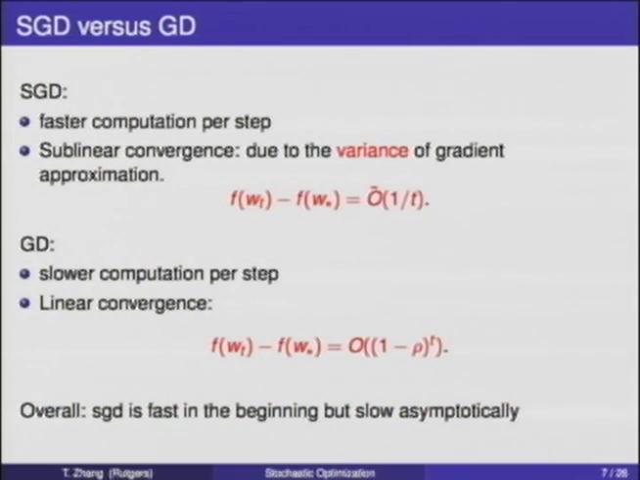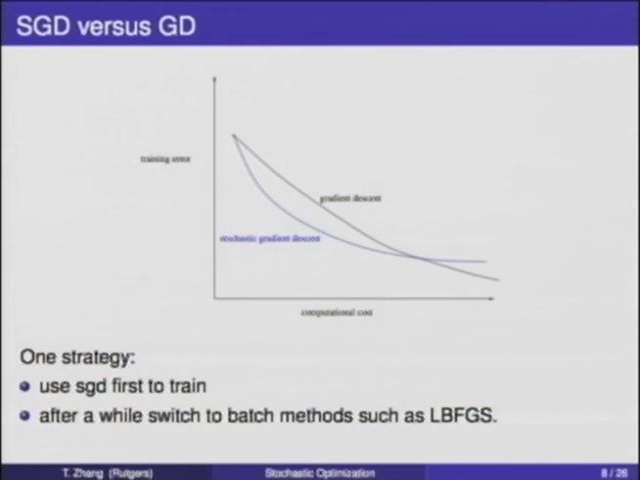Overall, this says SGD is fast in the beginning because of the faster computation, and you do not need a very accurate gradient at the beginning. In the end, as it goes on and on, you will need a more accurate gradient because you want accuracy. Therefore, the variance turns out to kill SGD. So essentially, SGD is fast in the beginning, but very slow asymptotically. This is linear. This is sublinear. So you draw this line.